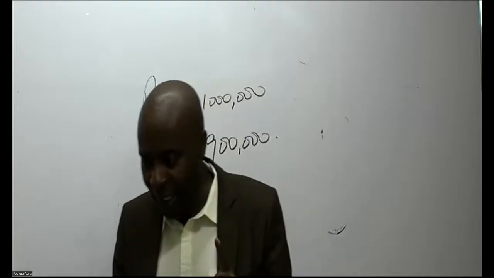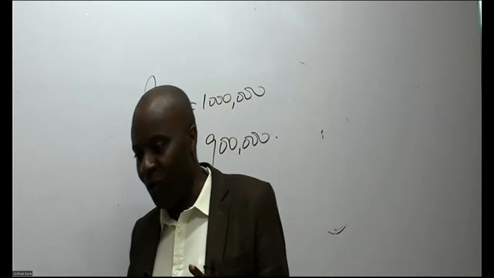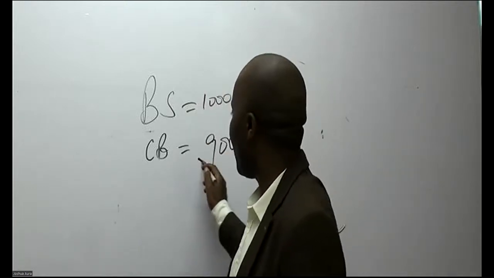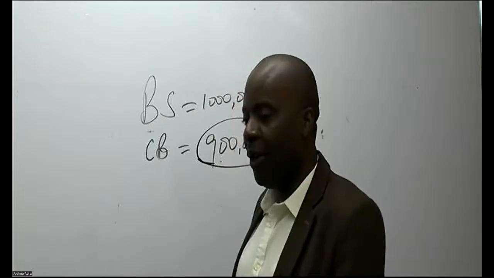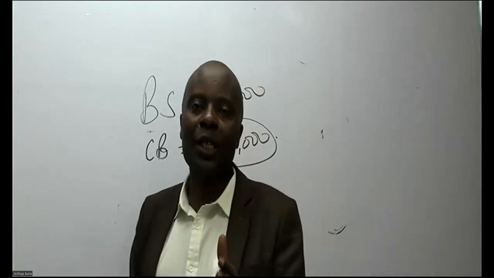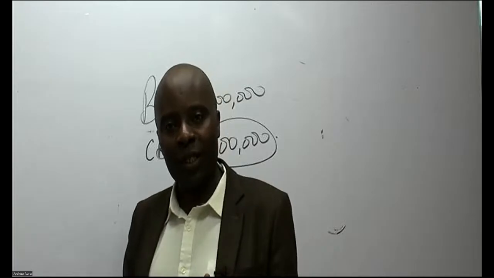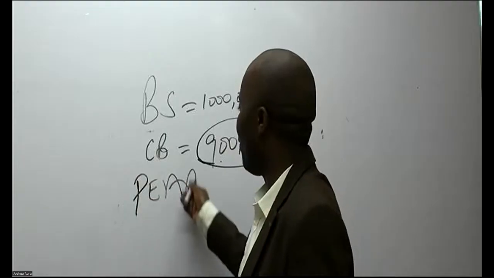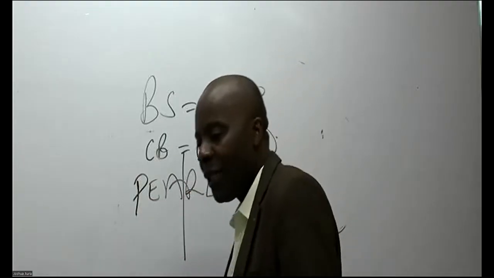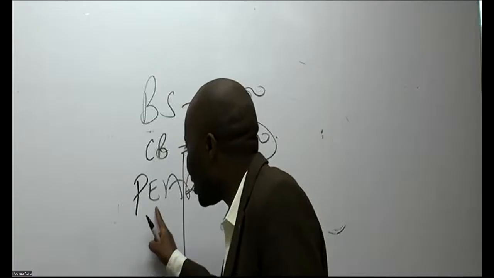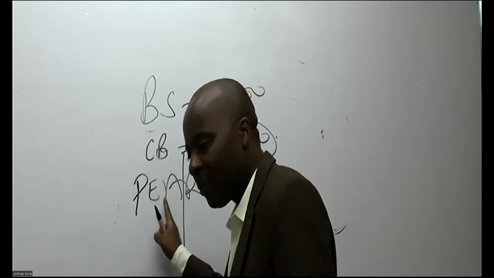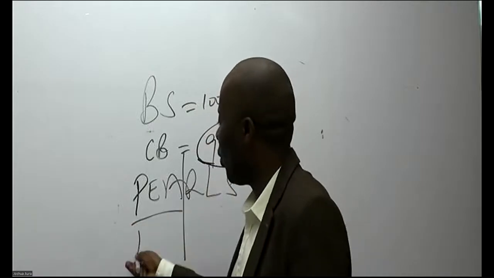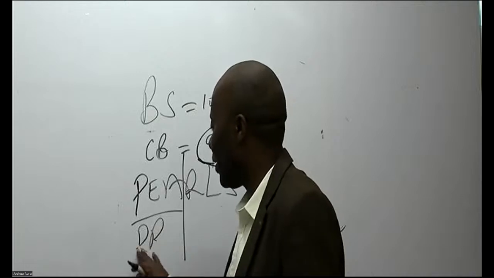Now, students, listen to me very well. When we talk of a cash book, if, for example, you have this amount in your company, 900,000, you see cash is an asset. And of course, from what I told you some time back, this acronym of PEARLS, if you remember, I taught you the acronym of PEARLS, where we said that purchases, expenses, and assets, whenever they increase, we debit.